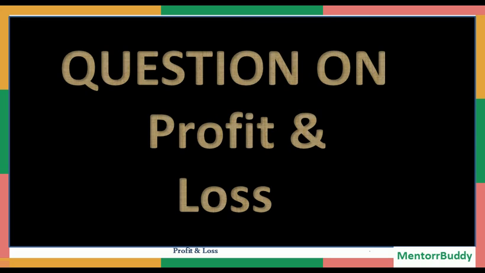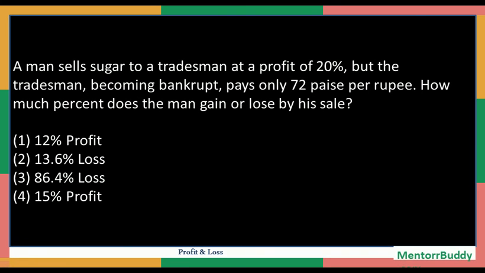Today we are going to discuss a question based on profit and loss. Now coming directly to the question. The question says a man sells sugar to a tradesman at a profit of 20%, but the tradesman being bankrupt pays 72 paise per rupee for the transaction. Then how much percent does the man gain or lose by his sale? The listed options are 12%, 13.6% loss, 86.4% loss, or 15% profit.